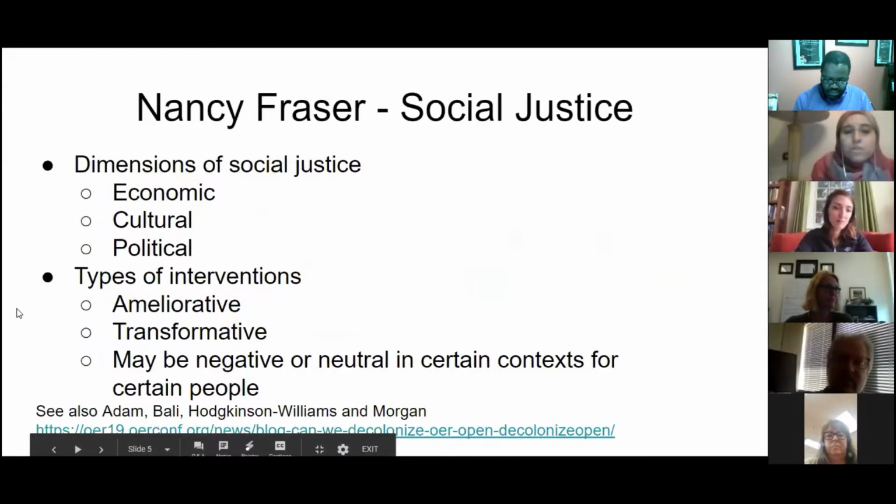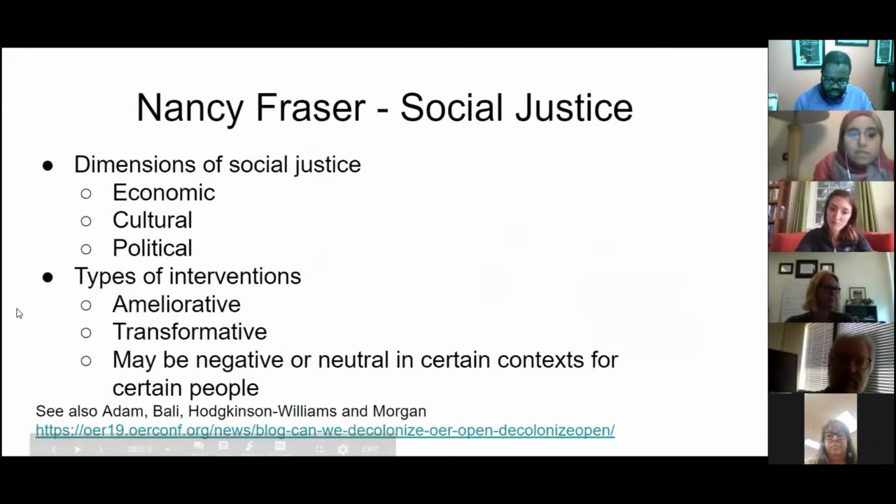There's also one of the things that has influenced me recently, I think Kathy was involved in a couple of the sessions where we were talking about this, is Nancy Fraser's model of social justice, where she talks about dimensions of social justice as economic, cultural, and political. And with something like open education, for example, a lot of times the arguments being made relate to the economic aspects of giving students textbooks for free.